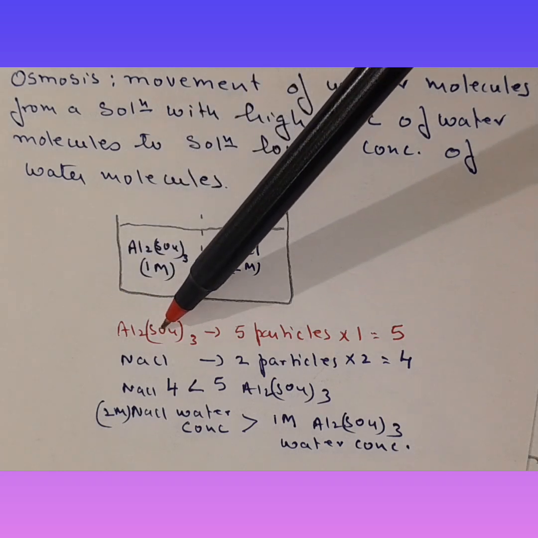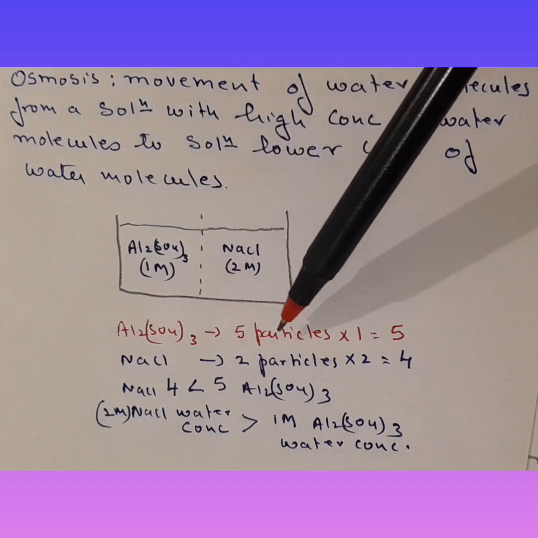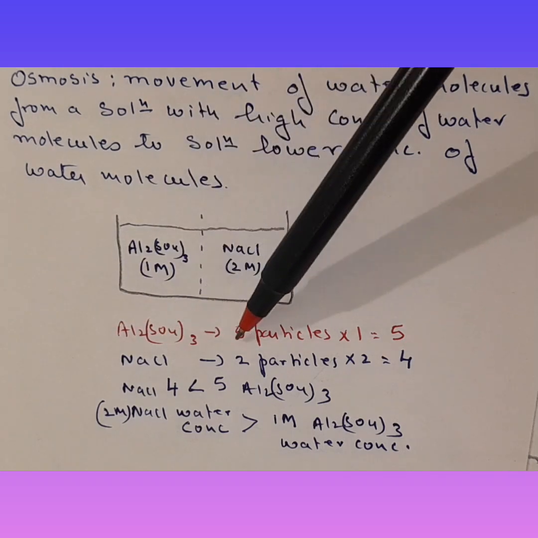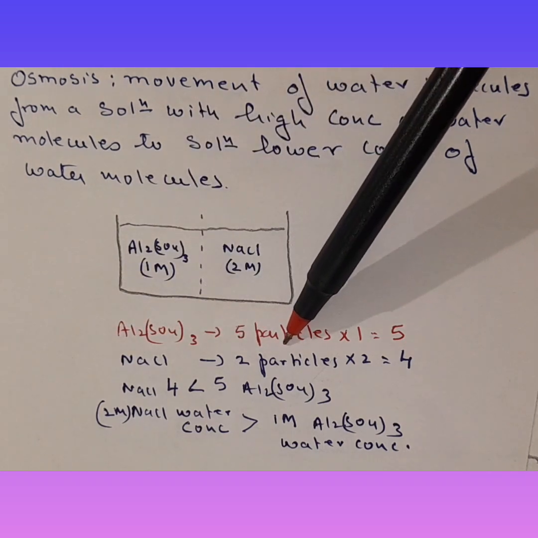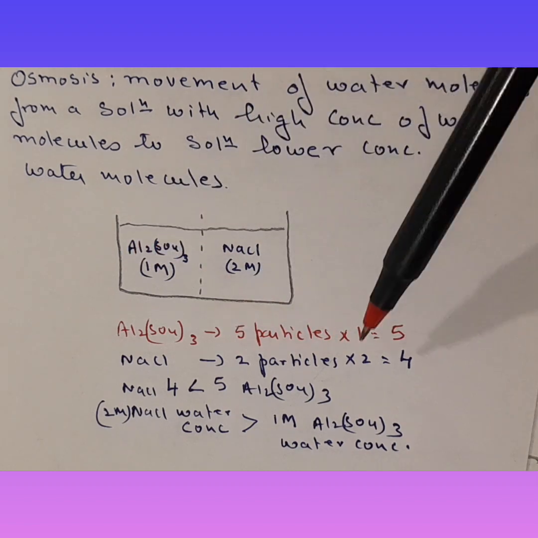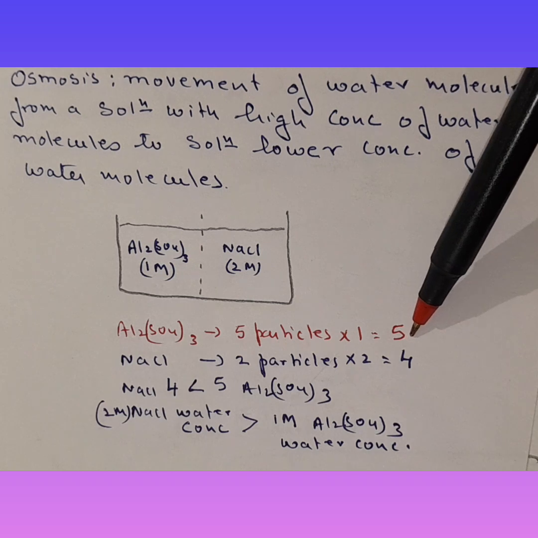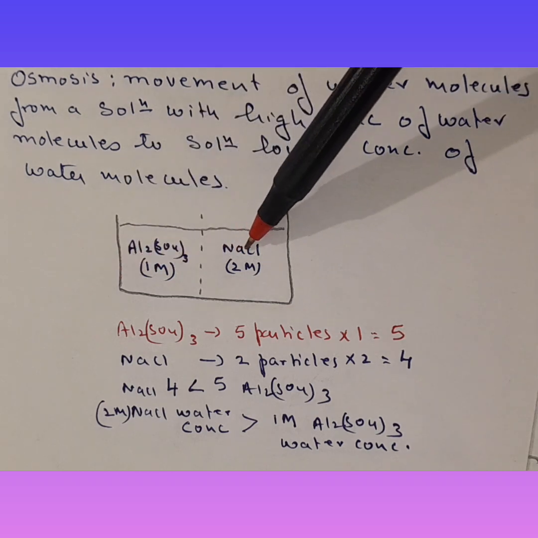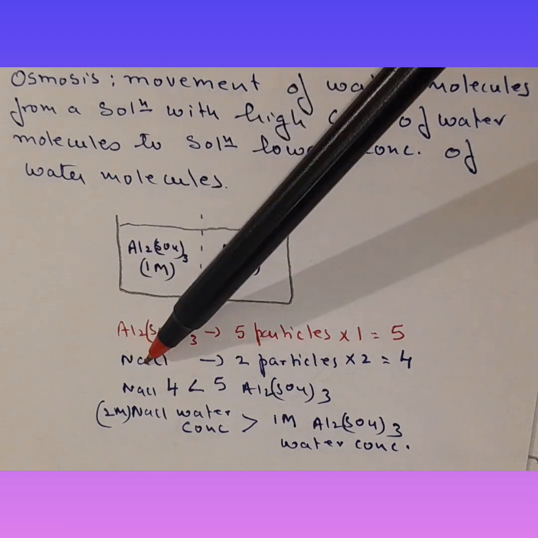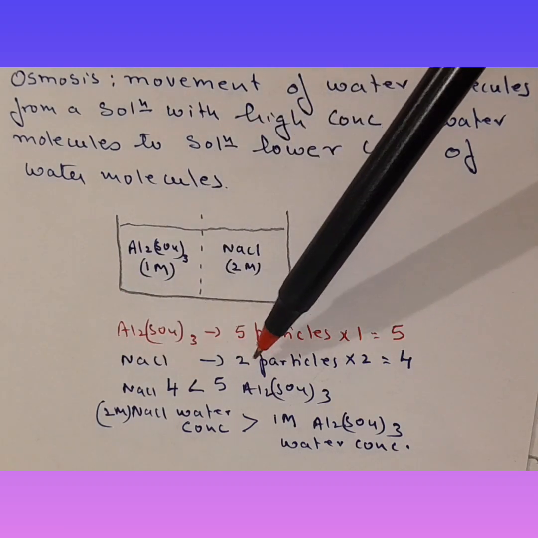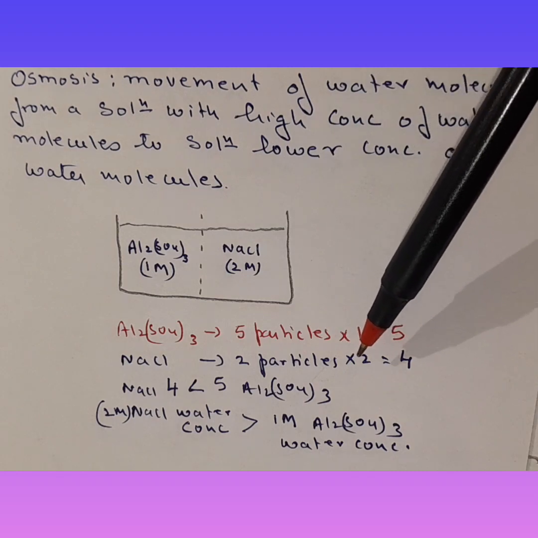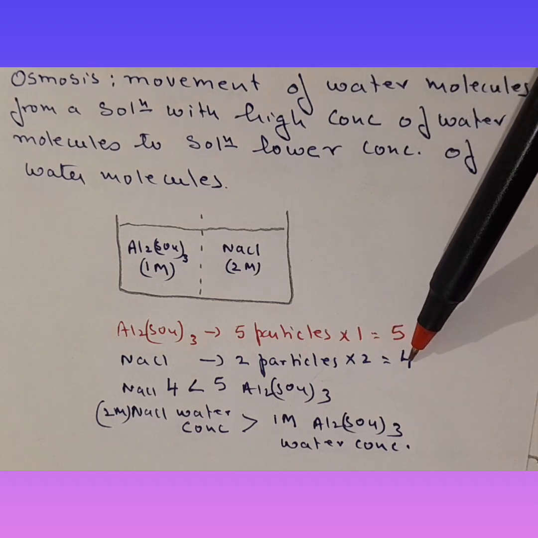Aluminum sulfate has how many particles? 5 particles. Why? 2 of aluminum and 3 of sulfate. So it has 5 particles. And what is its concentration? 1 molar. So I just multiplied that 1 with 5 and I got 5. Then in case of sodium chloride, it's a 2 molar concentration. How many particles? Sodium and chlorine, 2 particles. And what molar? 2 molar. So I multiplied it with 2, and what I got is 4.